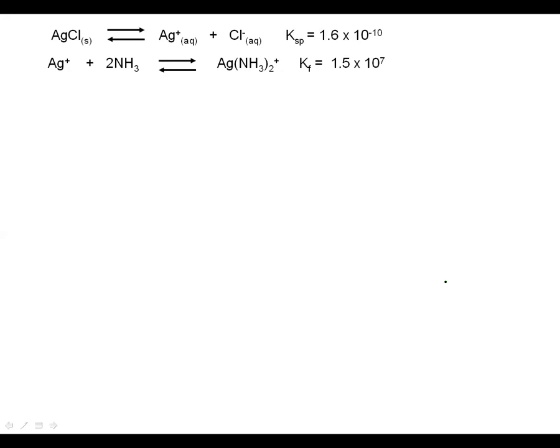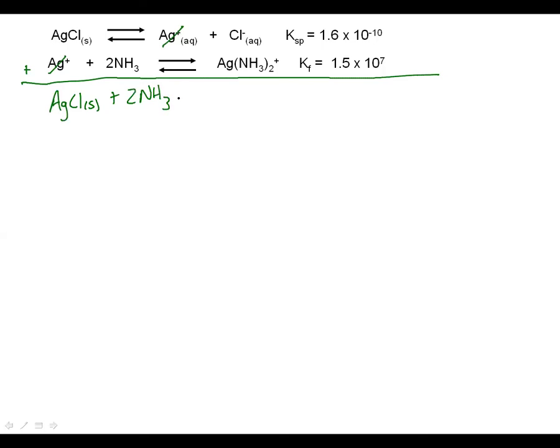If we take both of these reactions and add them together, our silver ion is going to cancel out, and that's going to leave us silver chloride plus ammonia will give us our complex ion plus some chloride.